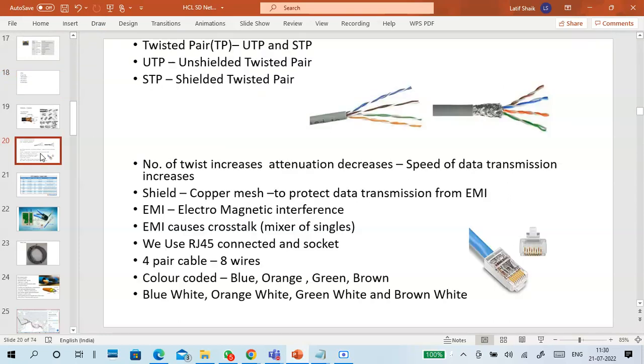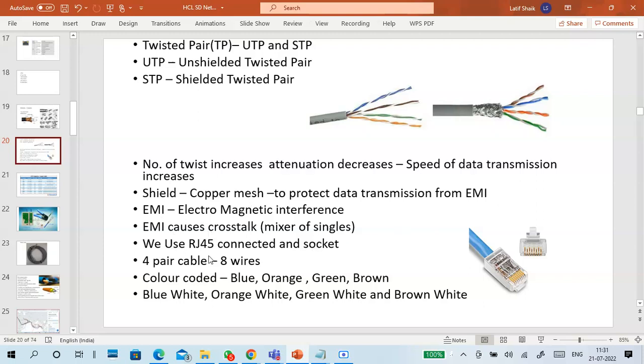The number of twists reduces attenuation. As the number of twists increases, attenuation decreases and the speed of data transmission increases. For example, a Cat 6 cable, a 1 Gbps cable, has more twists than a Cat 5 cable, and Cat 5 has more twists than Cat 4, because as the number of twists increases, the speed of data transmission increases. This copper foil shield protects from electromagnetic interference.